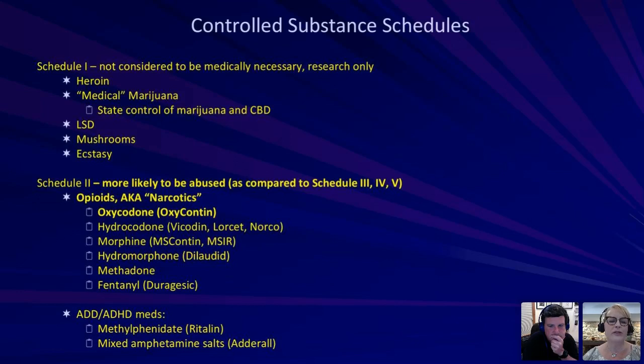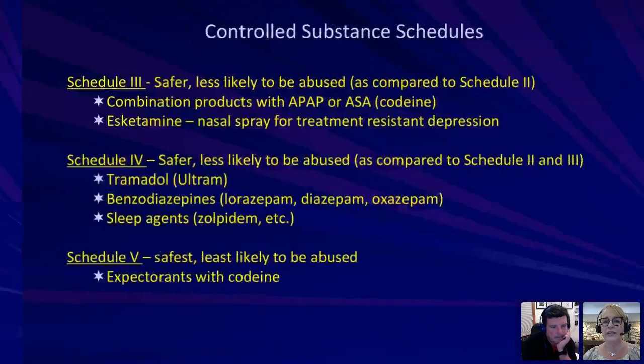Schedule 2, this is where we're going to spend our time. As we move up in number, we decrease the addiction potential. So for instance, I'll just orient you to this line here next to Schedule 2. It says more likely to be abused as compared to Schedule 3, 4, and 5. So these are our true narcotics. We'll go through some of these. The only one in this list that you may have the ability to write a prescription for is the second one, hydrocodone. Most notable brand name of that is Vicodin. And in some states, you can still write for hydrocodone-containing products, despite the fact it is a Schedule 2 now. Our ADD medications also fit into that category.